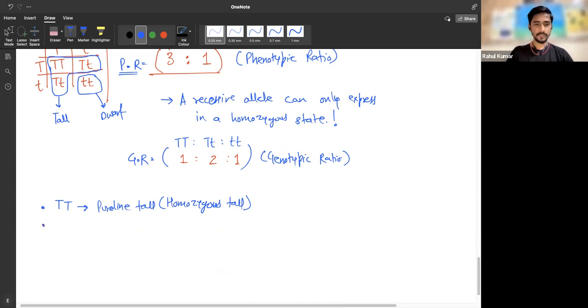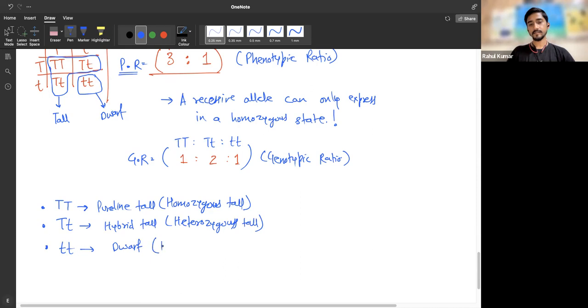When I remember the other term, I'll tell you. Another is this, called hybrid tall, or heterozygous tall. And the third one is small t and small t, which is possible, and this is always dwarf. Dwarf or short has to be pure line because it's recessive, so it's called homozygous recessive. These are homozygous dominant, heterozygous dominant. Okay, this is clear? Yes, sir.